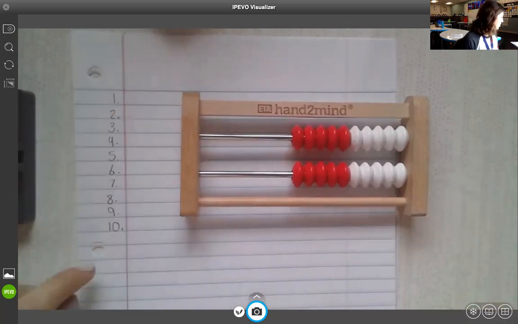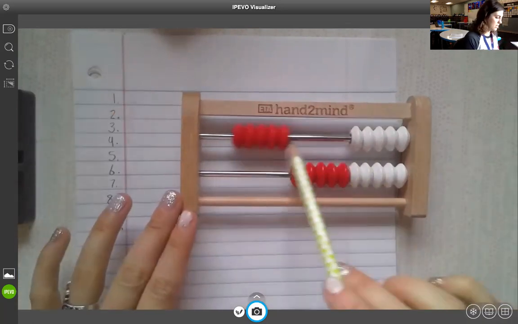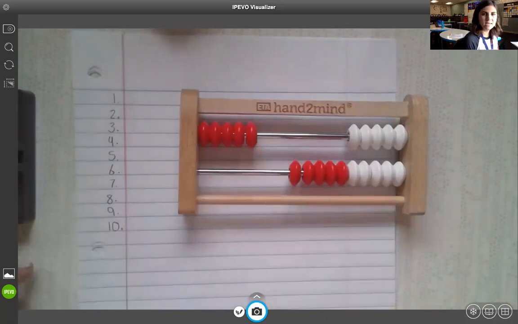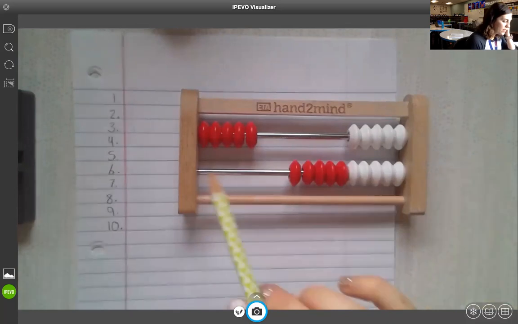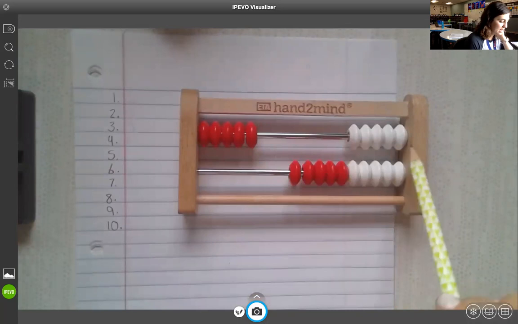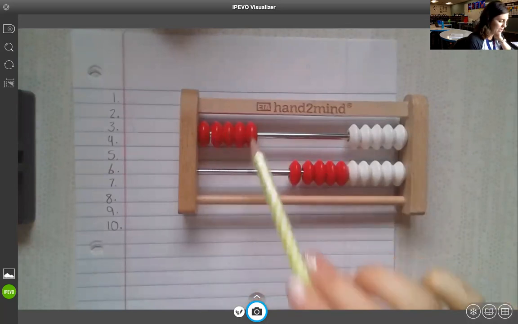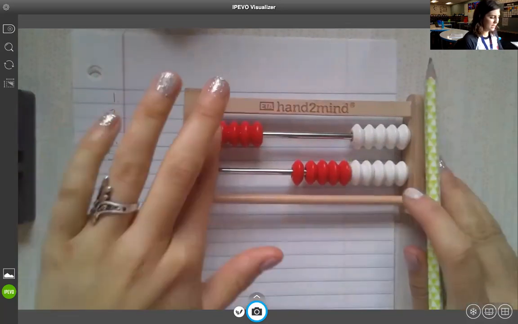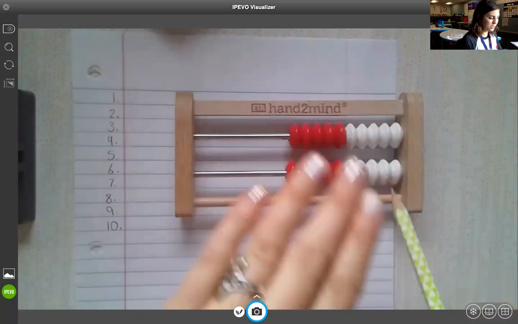So say if I pushed over this many beads to the left, how many beads is that? Let's think about it. We know that this number rack consists of 20 beads. 5, 10, 15, 20. 1, 2, 3, 4, 5, 6, 7, 8, 9, 10. So there's 10 on top and 10 on bottom. They're identical. So 10 plus 10 is 20.